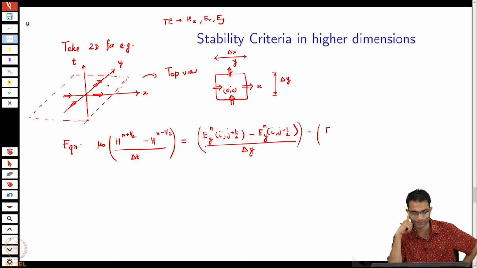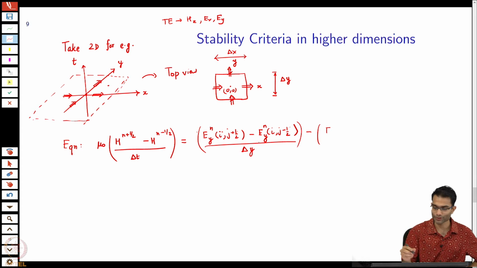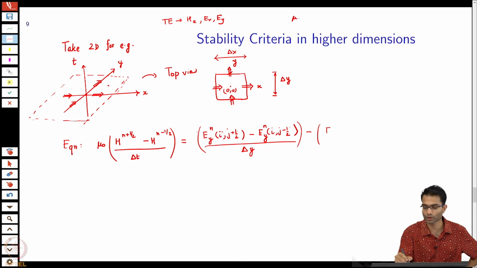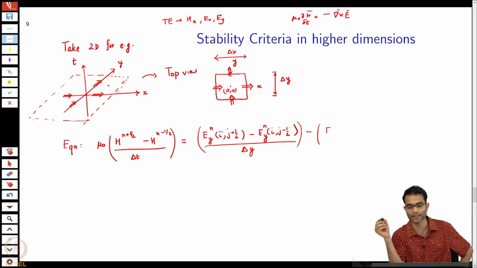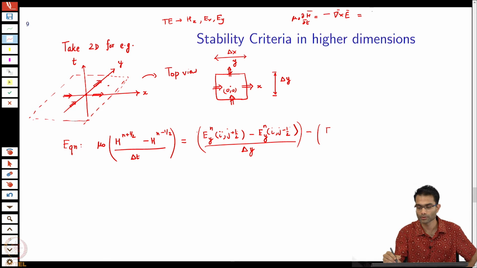Right. So actually what we should do is write down the equation. So we have mu naught del h by del t is equal to minus curl of E, okay, and we are only looking at the z component. So this will become, what does this become? The first term will be del by del y of Ex minus del by del x of Ey. This is the expression that we want.